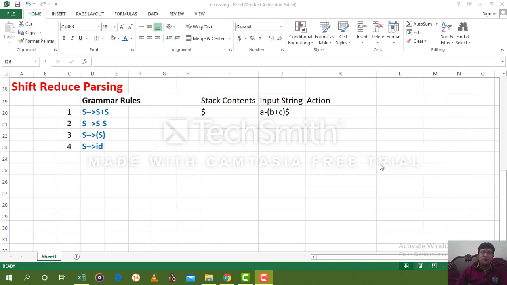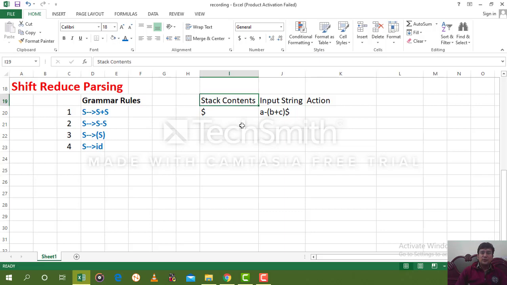So in this lecture, we will take more examples of the shift-reduce parsing. Let's say the grammar rules are S produces S plus S, S produces S minus S, S produces (S), and S produces ID. And the input string that we have is a minus (b plus c), and obviously the last symbol has to be dollar.